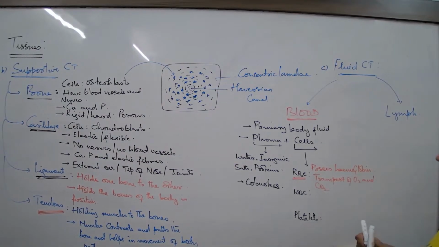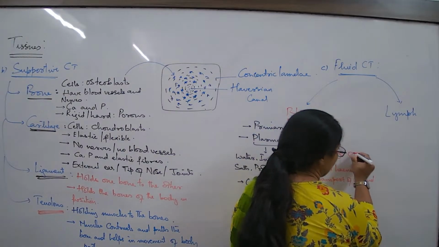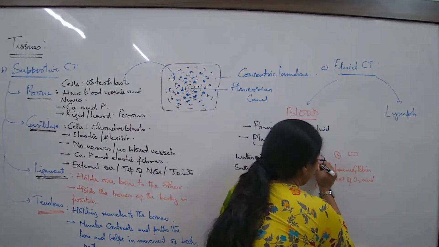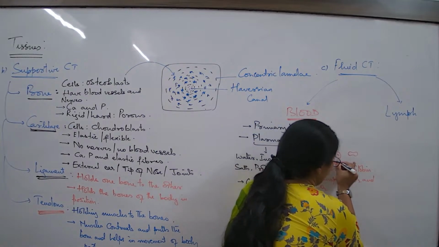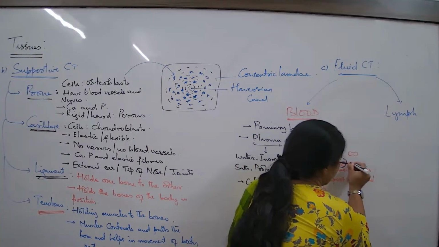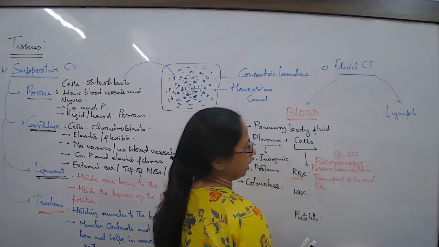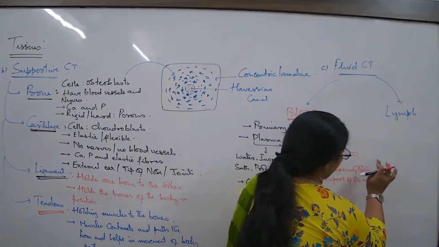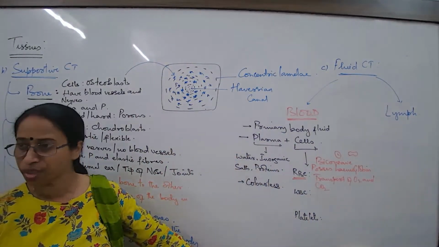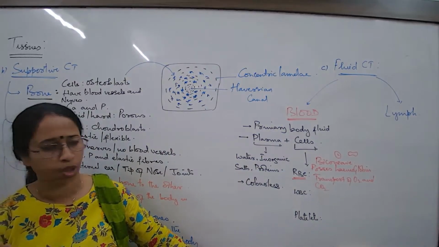What would be the shape of the RBCs? Every RBC has a shape something like this, and this type of shape is known as the biconcave shape. What is the meaning of biconcave? They have depressions on both sides. So the basic features of the RBCs are: biconcave in shape, hemoglobin present, helps in transport of oxygen and carbon dioxide.